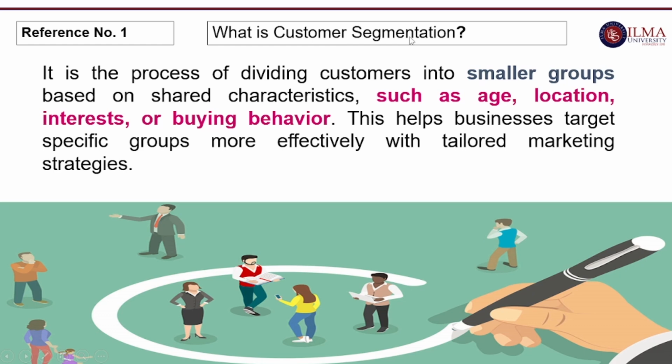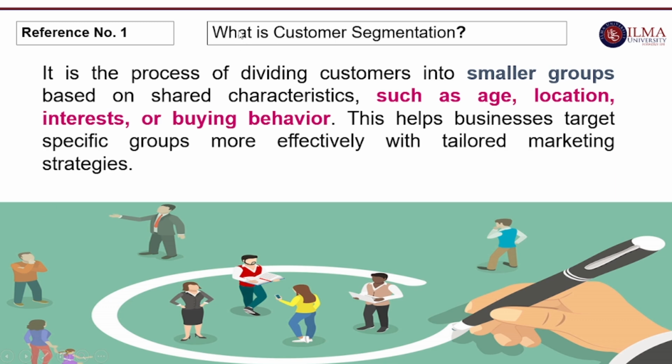Okay, what is customer segmentation? Simple, segmentation means dividing. So let's start with the definition. It is the process of dividing customers into smaller groups based on shared characteristics such as age, location, interest, or buying behavior. This helps the business target specific groups more effectively with tailored marketing strategies.